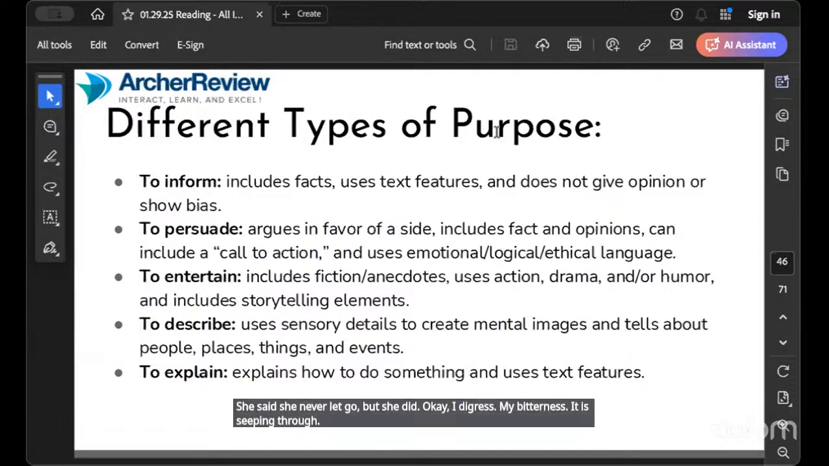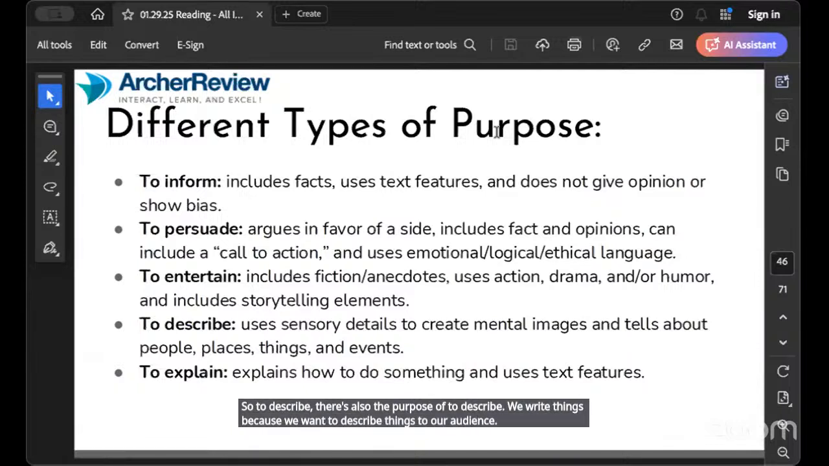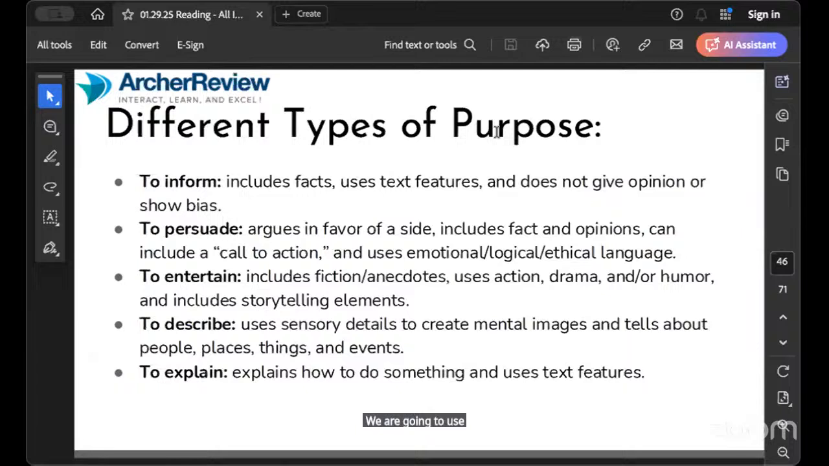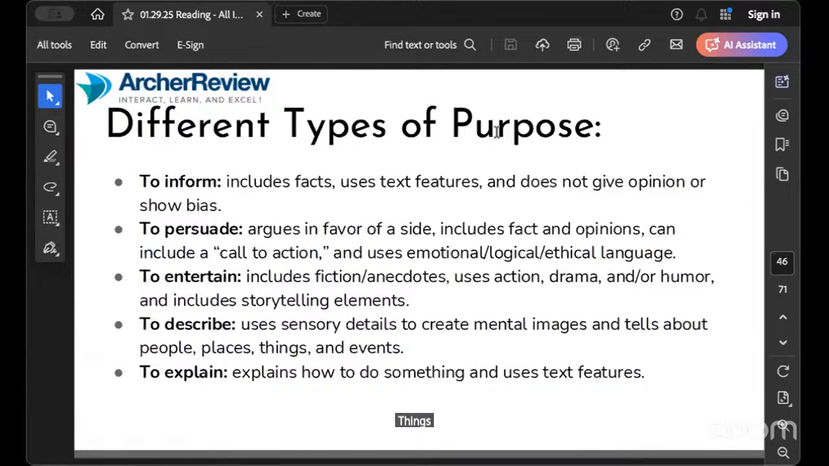So to describe, there's also the purpose of to describe. We write things because we want to describe things to our audience. We are going to use sensory details to create a very vivid mental picture for the person we're writing to, whomever our audience is. Remember, sight, taste, touch, sound, etc. So you're using that to describe people, places, things, events.